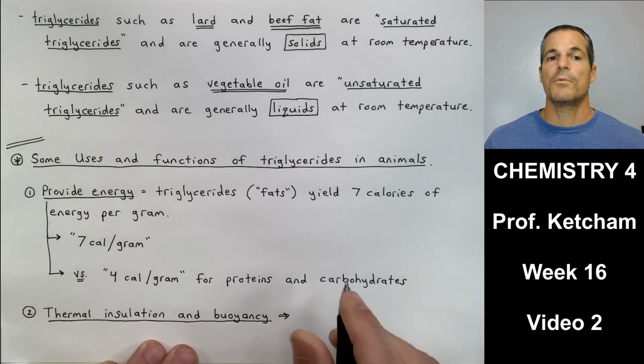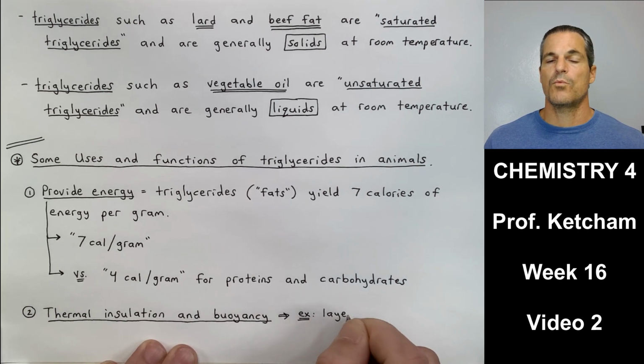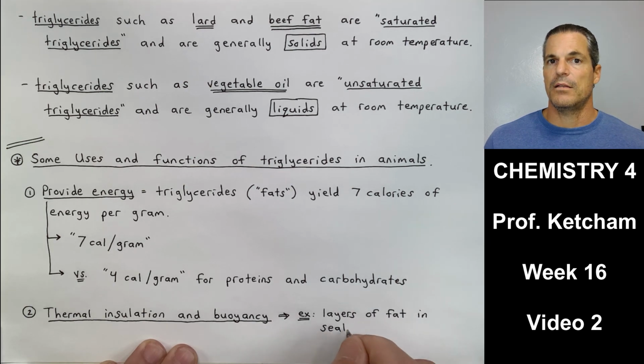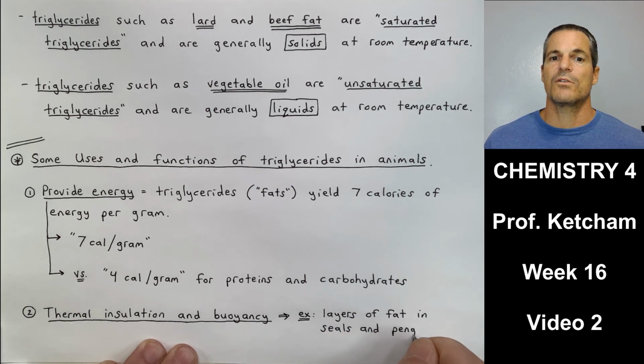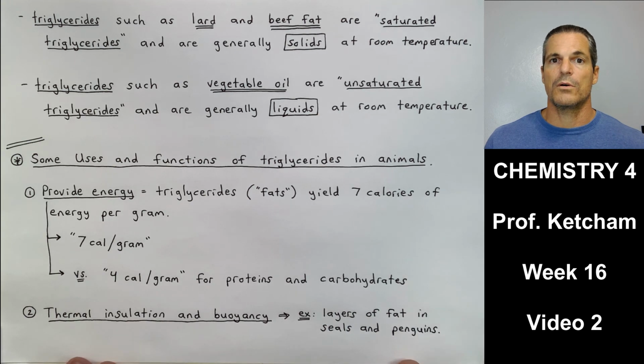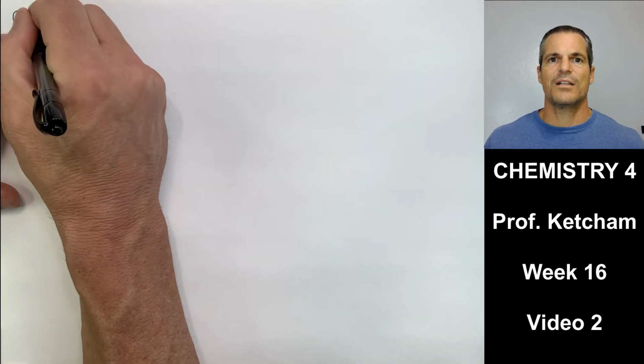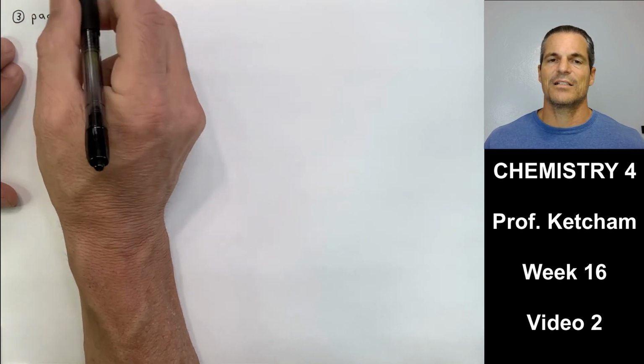Number 2, thermal insulation and buoyancy. This is the one I mentioned earlier. Some examples are layers of fat in seals and penguins. Of course, these guys have to go into the water, which is cold, but also things like polar bears or a moose. They have tons and tons of fat on their bodies to insulate them.